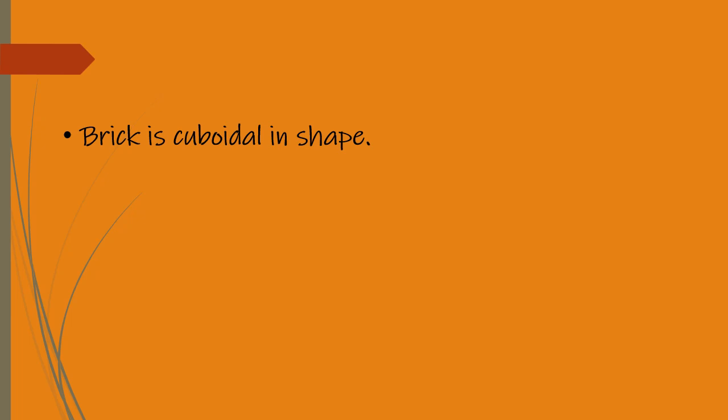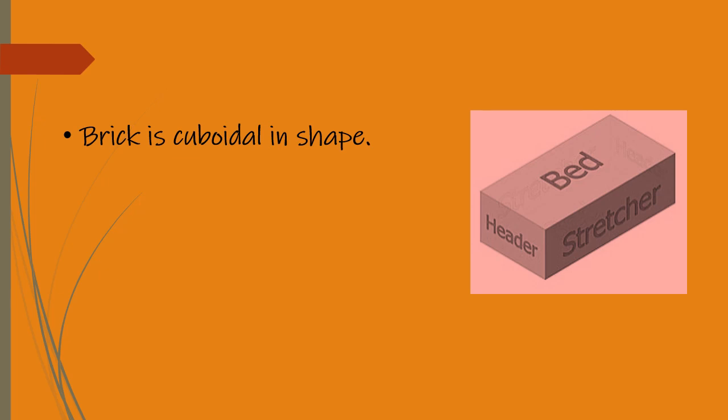Now we talk about brick. What is brick? Brick is cuboidal in shape. Brick has the shape of a cuboid. Can you see this brick? The shape of this brick is cuboid. Can you see? Length, breadth and height. So the shape of this brick is cuboid. It is cuboidal in shape.